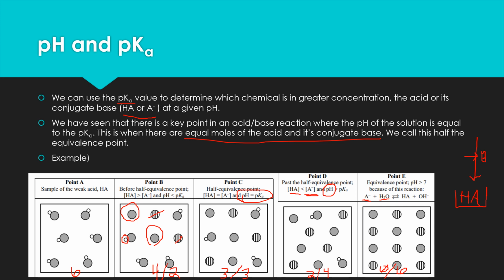So we can see as we start to react the acid, our pH is going to increase. When we're at half the acid, we're going to equal our pKa. When we've reacted more than half of our acid, we're going to be at a pH greater than our pKa until we get to that equivalence point. Right? And because we're doing a strong base with our acid, our equivalence point is greater than 7.